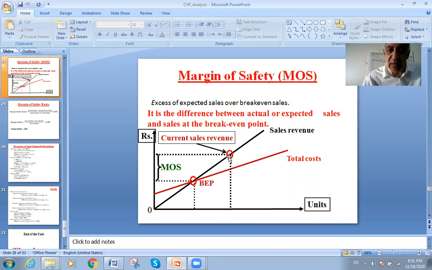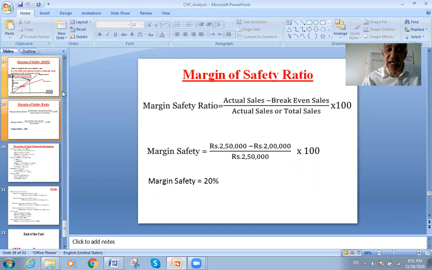It is the difference between the actual or expected sales and the sales at the break even point. So the sales at the break even point and the actual sales, the difference between them. Simply, if I tell you, give me the margin of safety, I will give you the actual sales. You might get the break even by the formula total fixed cost divided by the selling price for each unit minus the variable cost, which I started with at the start of this lecture today.